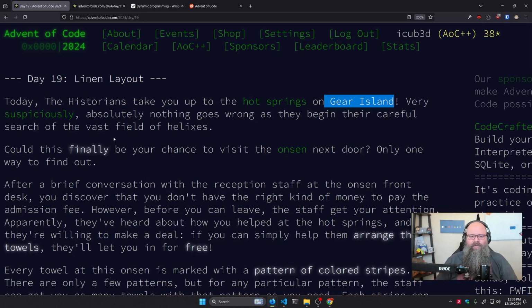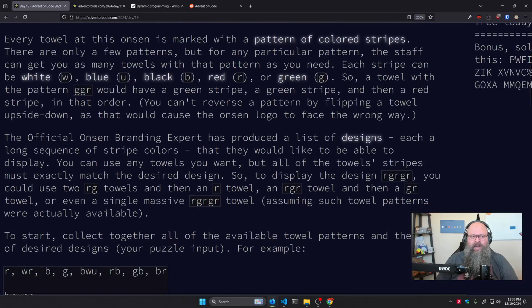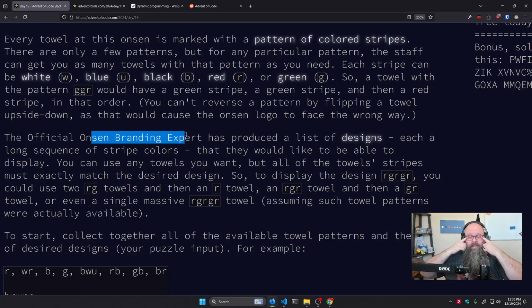So anyway, you've got a bunch of towels, and they're striped towels, and they can be any of these colors. And there's some expert that has said, "Hey, here are the allowed design patterns," or maybe the best way to say it, segments of patterns that are allowed within a towel. And then they're going to give you a bunch of towels, and your job for part one is to say, do they meet all the design segments? So what does that look like?